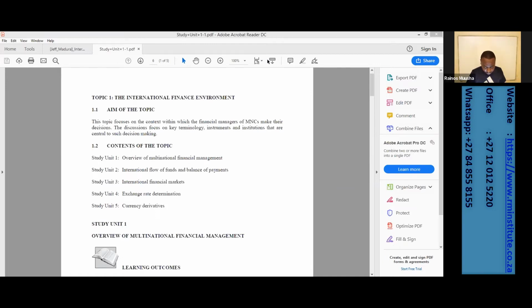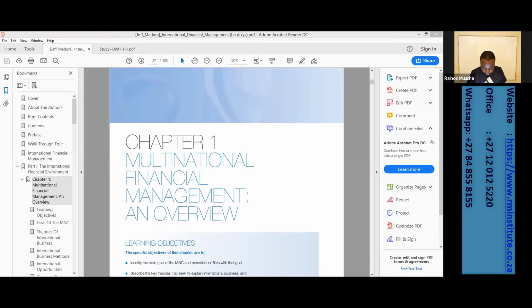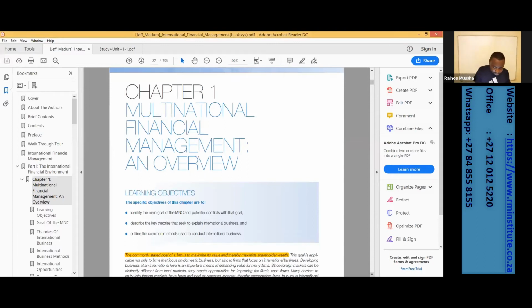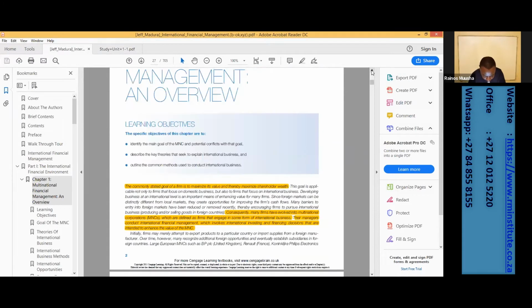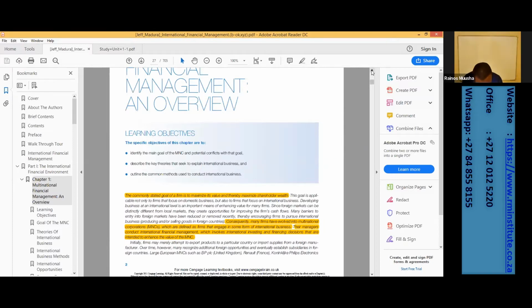Now, when you look at the overview of multinational financial management in the textbook, on chapter 1, where we look at multinational financial management and overview, in the first paragraph under the learning objectives, they say the specific objectives of this chapter are to identify the main goal of the multinational company and potential conflicts with that goal, describe the key theories that seek to explain international business, and outline the common methods used to conduct international business as well.